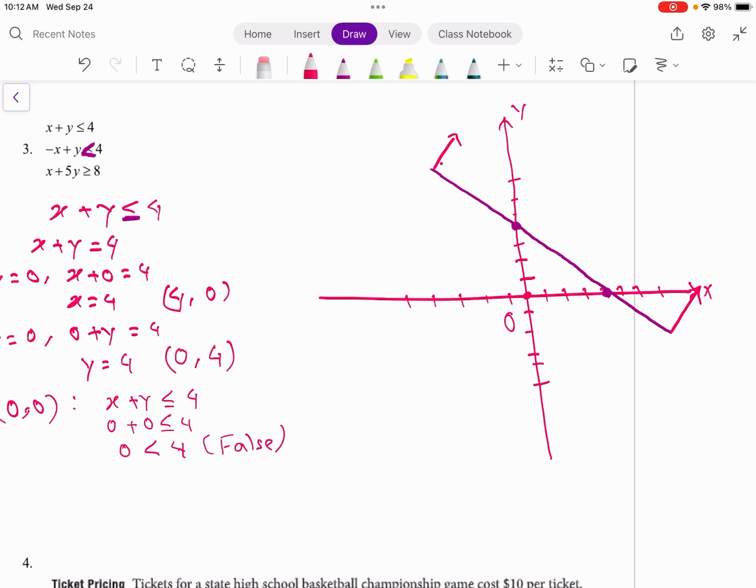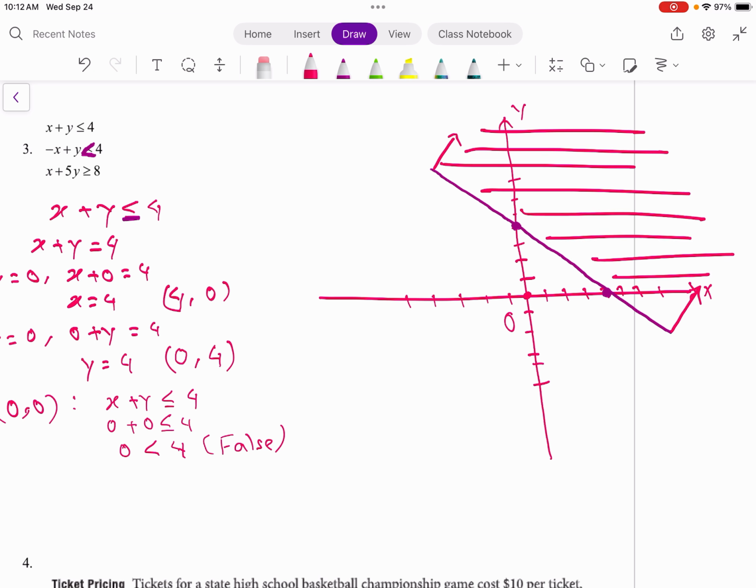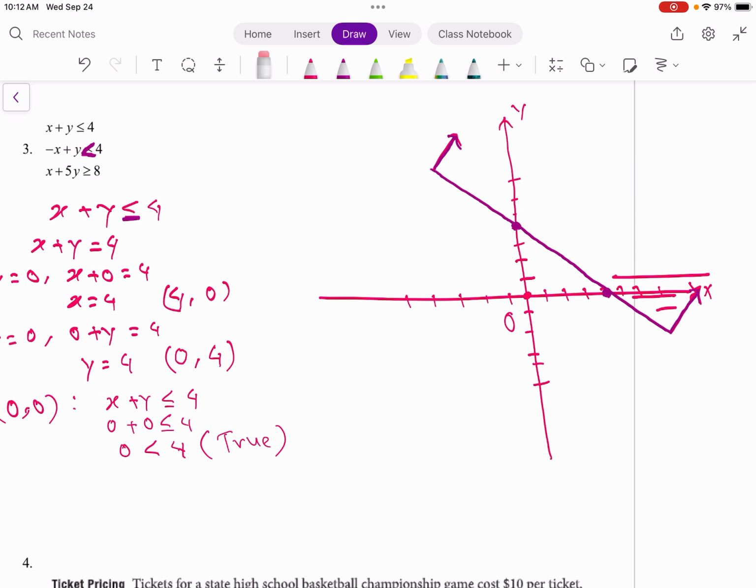Okay, so these are the solution for our first inequality. Any question up to here? Wouldn't it be true? If it's zero is less than, oh, it's true, right? Okay, that's true. So it means every point towards the origin is solution. This is true, 0 is less than. Okay, so let me erase this solution here.